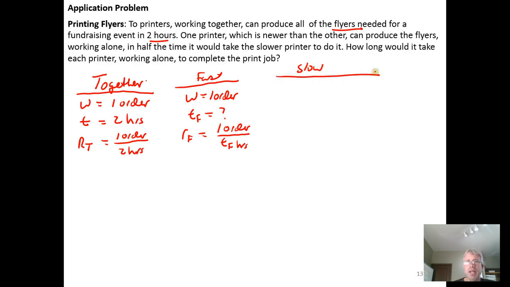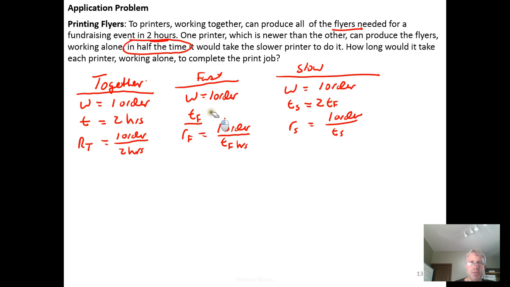And the slow printer, the work that we want done is 1 order, and the time that it takes the slow printer to get 1 order done, we don't know that. But if we represent it with T sub S, then the rate of the slow printer is going to equal 1 order per T sub S hours. The rub here is that we know that the fast printer can do the job in half the time that it takes the slow printer. So the slow printer is going to take twice as long as the fast printer. If we've represented the time it takes the fast printer to get the job done as T sub F, then the time it takes the slow will be double that.